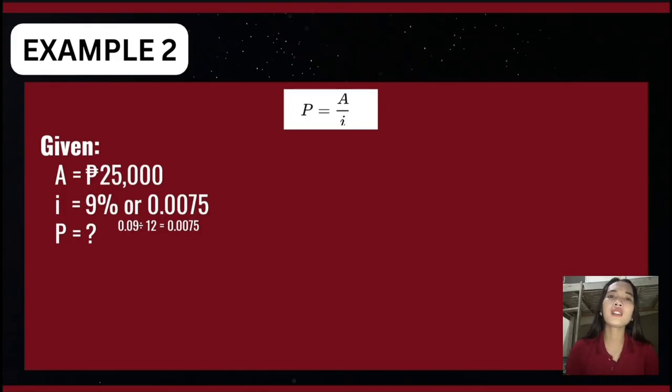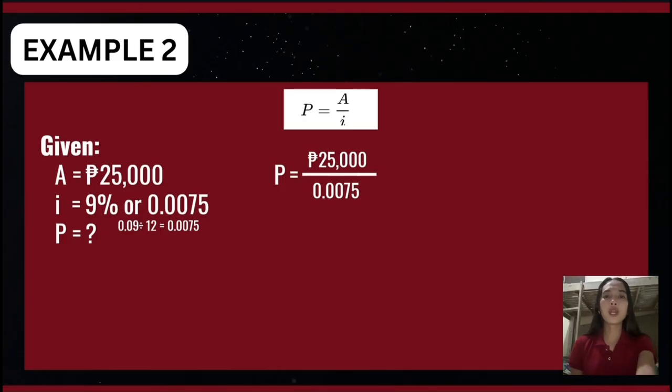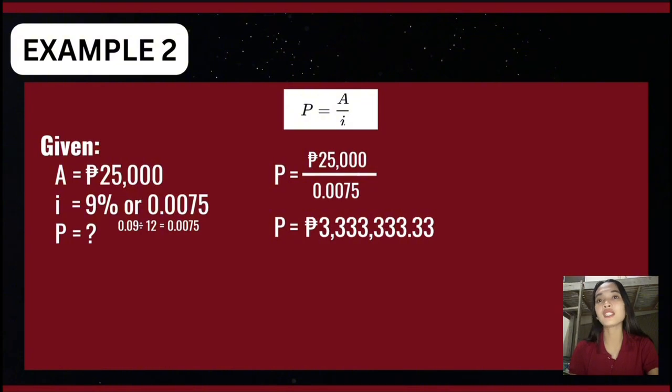Now that we know the formula that we are going to use, it's time for us to substitute the values. We all know that our A is 25,000 pesos and our I is 0.0075. After that, of course, we are going to evaluate. If we use our calculator, the result of this will become 3,333,333.33.